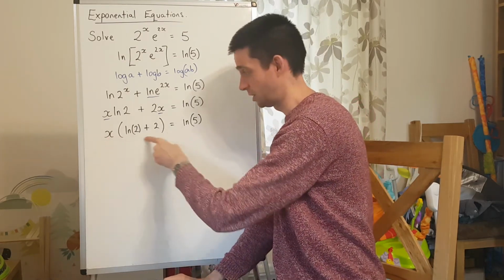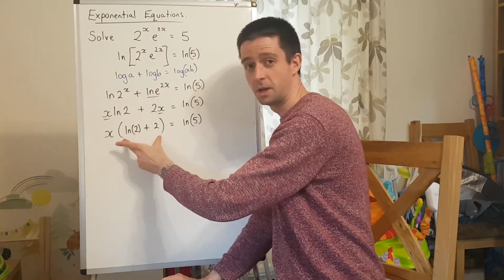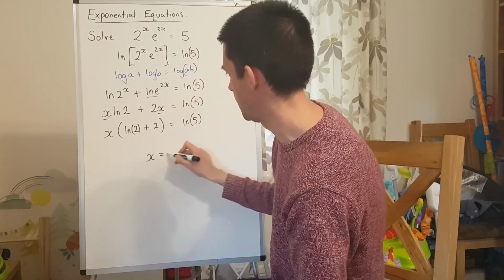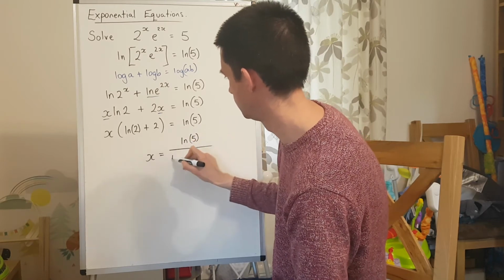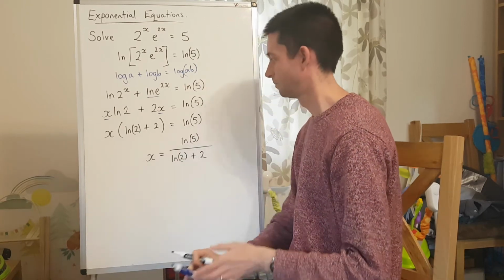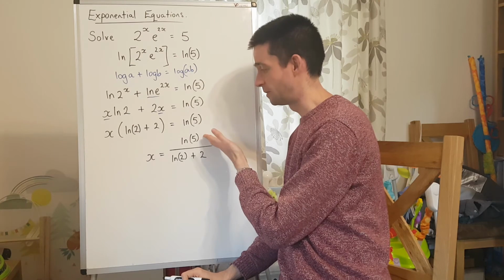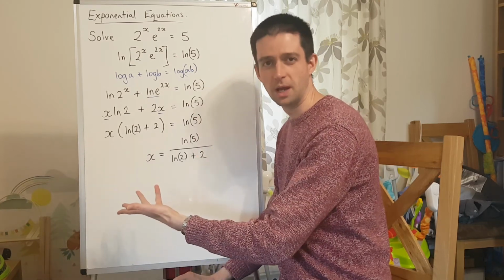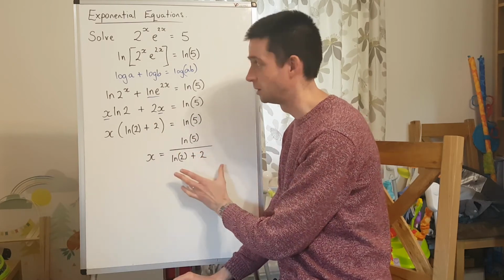So I now have x times by this bracket. This bracket is a number, which means that I can divide both sides of the equation by this number, and that gives me x equals ln 5 all over ln 2 plus 2. And that is my exact solution, because this is a number, ln 5 divided by ln 2 plus 2. I could type it into a calculator and get the answer to a certain degree of accuracy, but I want the exact value, so I'm done.